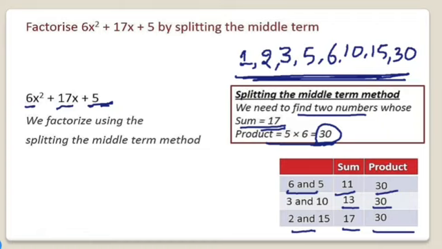I hope everyone understood up to here. Now we are going to write this polynomial as 6x square plus 2x plus 15x plus 5. Now children, we need to take a common term from these two terms and a common term from these two terms. In the first two terms, the common term is 2x. In the last two terms, the common term is 5.